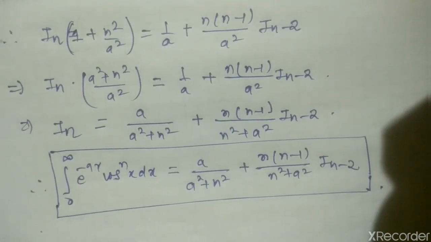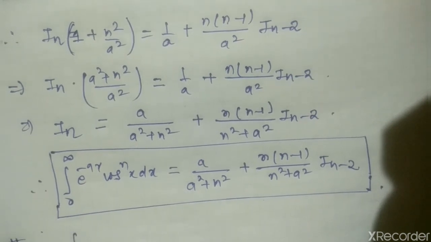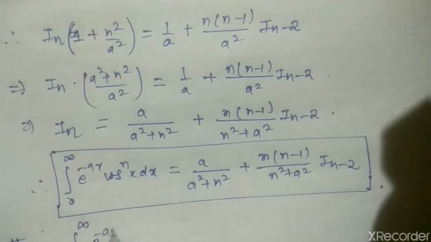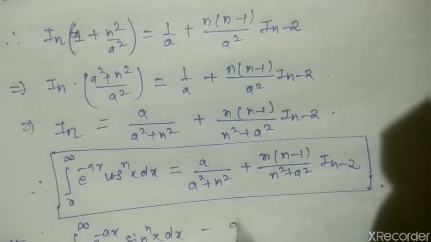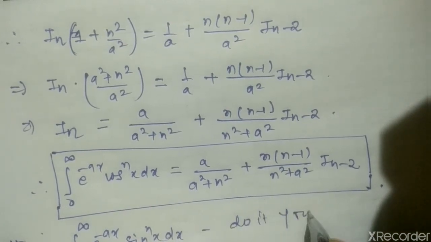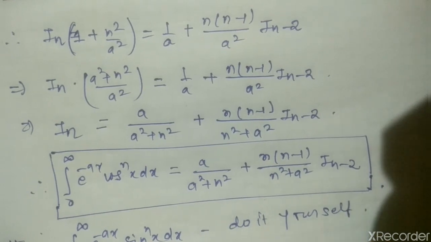So next is the reduction formula for the integral from 0 to infinity e to the power minus ax into sine nx dx. So do it yourself. Thank you.